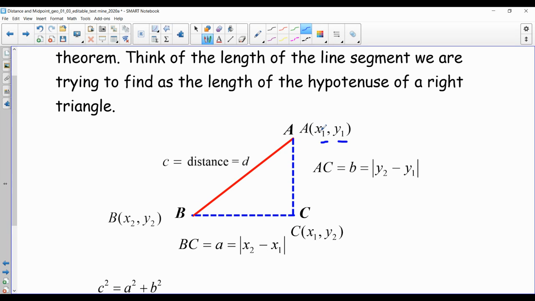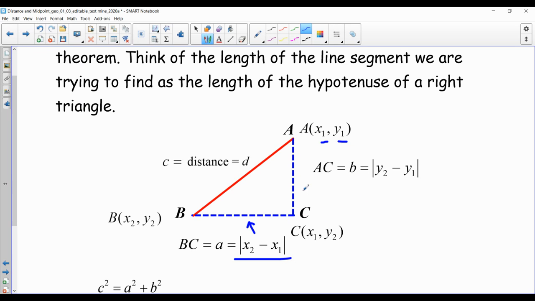I can't just say x1 minus x2 is going to be the x coordinate of B and y1 minus y2. However, over here, this side is a horizontal line. This goes along the x's. The length of BC is x2 minus x1, the difference of the x's, absolute value. So now I know that this is the length of this side.